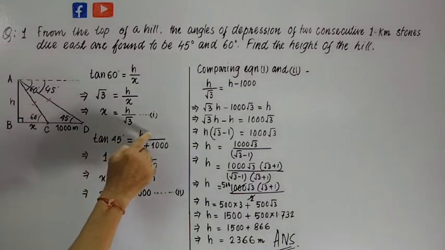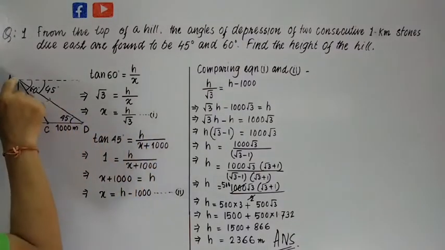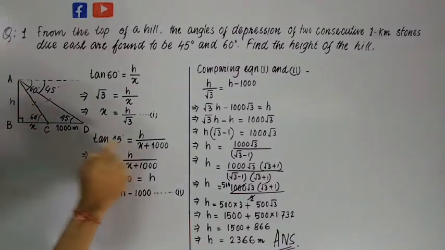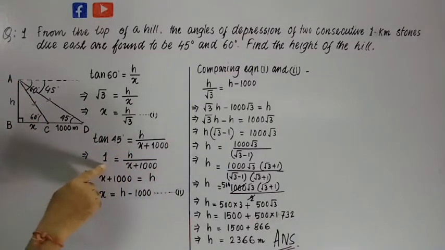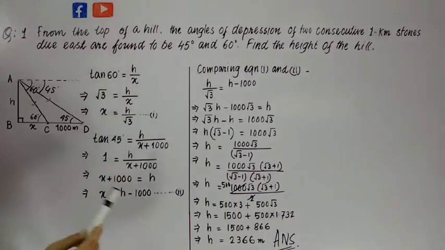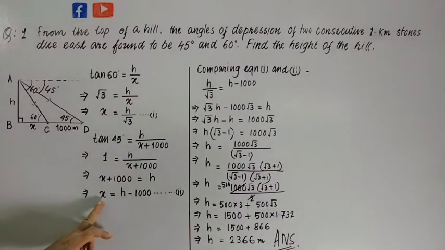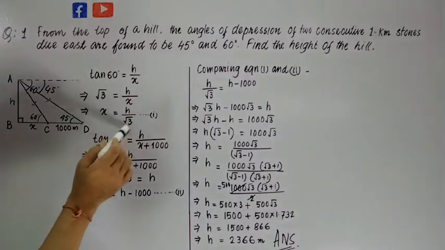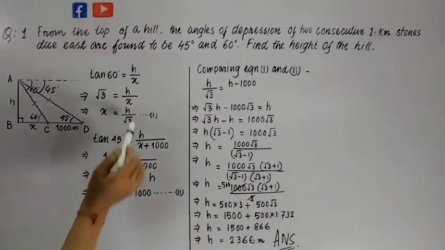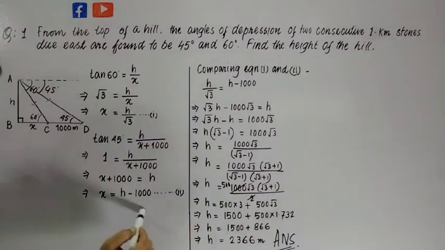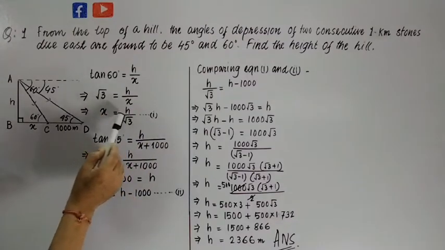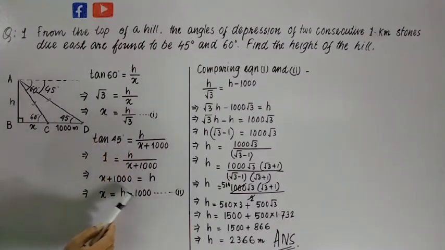Tan 45 is perpendicular by base. This is perpendicular and base x plus 1000. The value of tan 45 is 1, so 1 equals h by x plus 1000. Cross multiply it, you will get x is equal to h minus 1000. This is equation number 2. Now x is equal to this and x is equal to this. So you can write this is equal to this only, because this is the value of x and this is also the value of x.